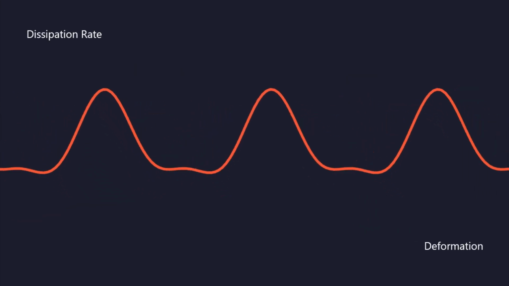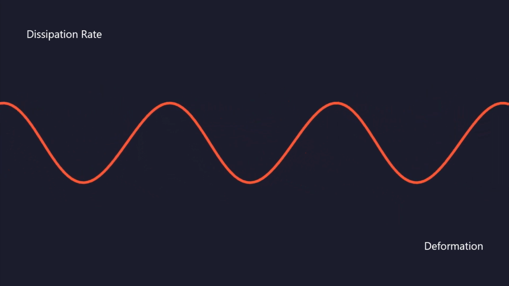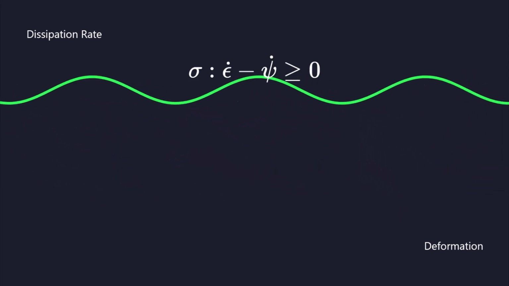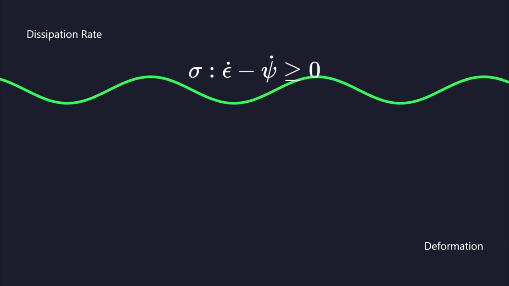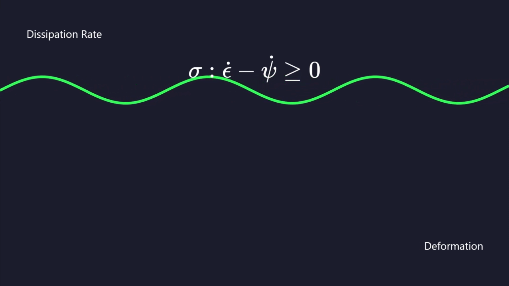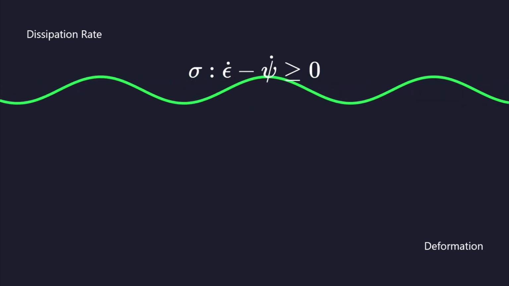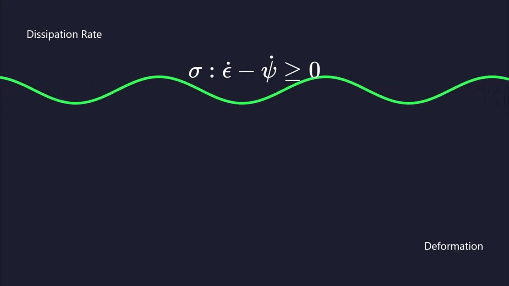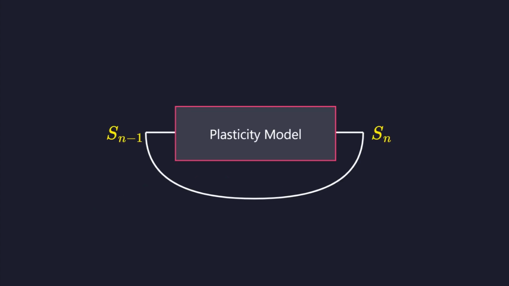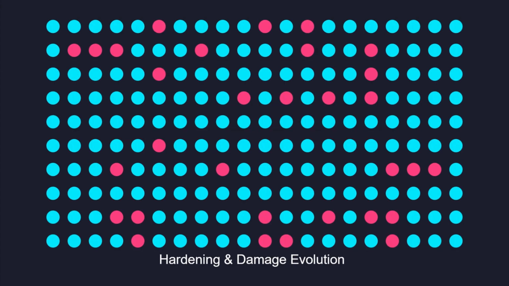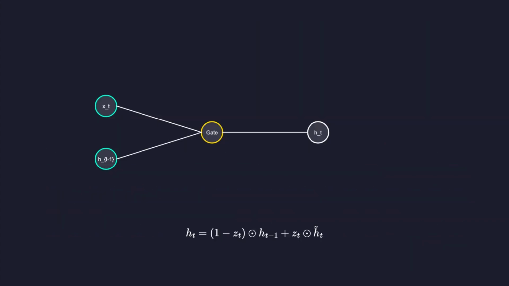Neural networks do not naturally respect the second law of thermodynamics. Embed physical constraints into the network by using an architecture that satisfies the Clausius-Duhem inequality, ensuring that the model never generates energy during deformation. Plasticity depends on the loading history. Feed back the state variables from the previous time step as inputs for the current step. This recursive loop allows the network to track hardening and damage evolution over time.